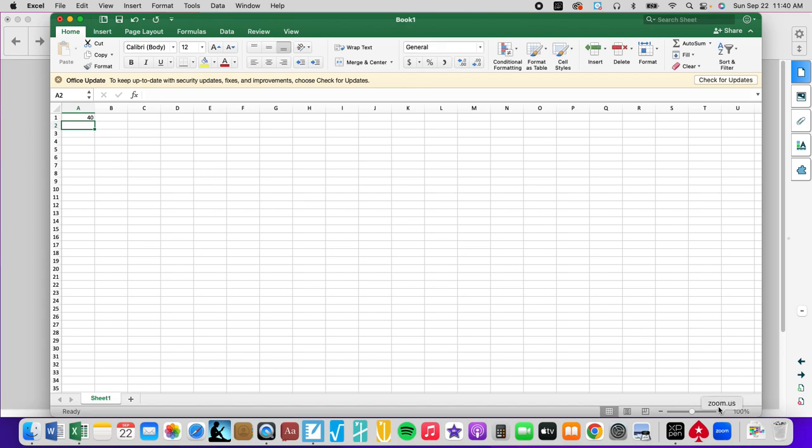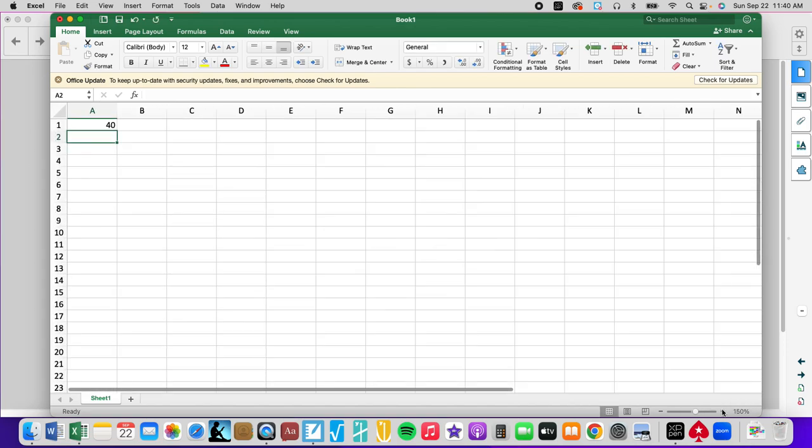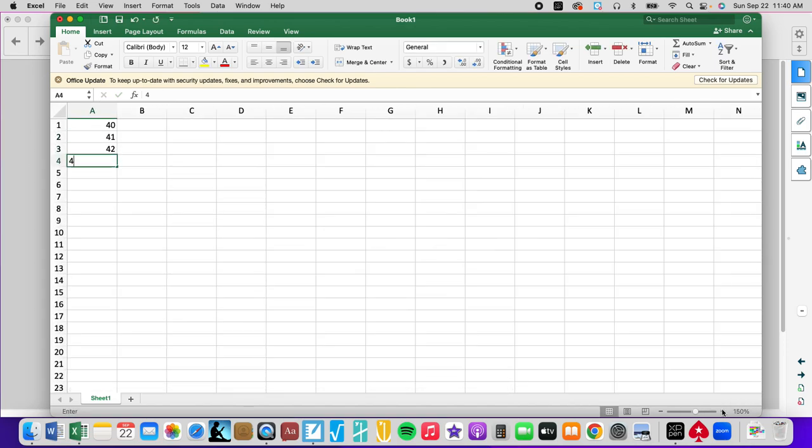Oh, let's make this a little bit bigger so you can see it. 41, 42, 42, 43, 43, 43, 43. And there were 4 44s. And that's that data. So if we take that and we know the average is 45. So this is the average.